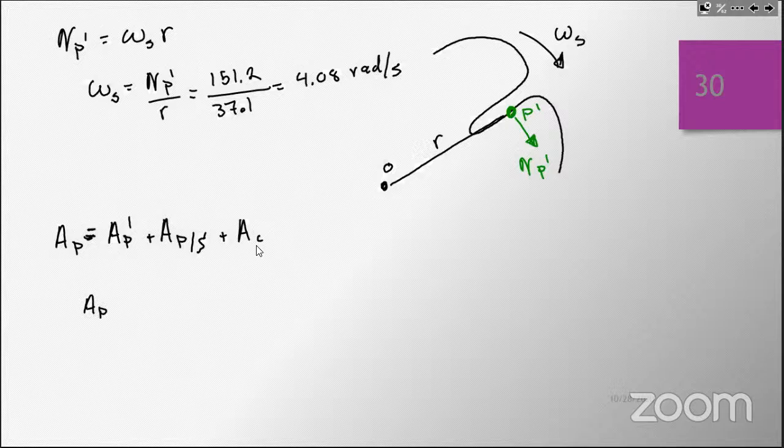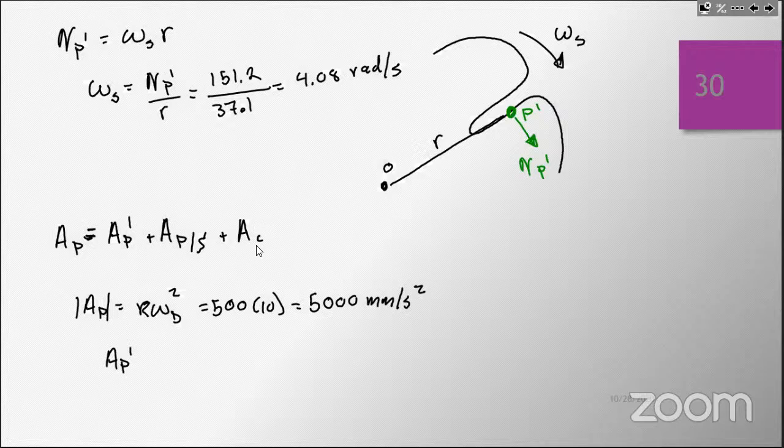So AP, the magnitude of AP is just R omega d squared, capital R. Sorry, I did that the wrong way. I was looking someplace else. I apologize. This is 500 times 10, which is 5,000 millimeters per second squared. Okay.